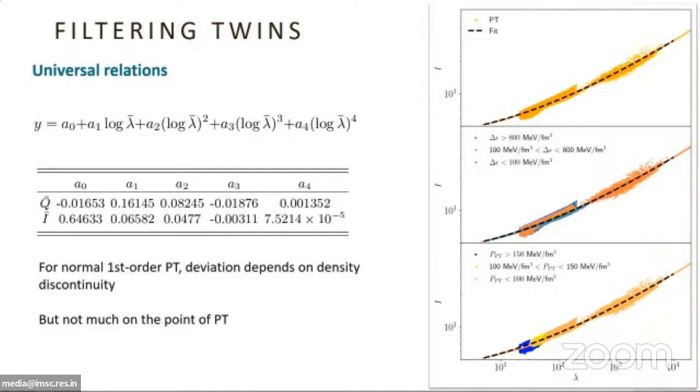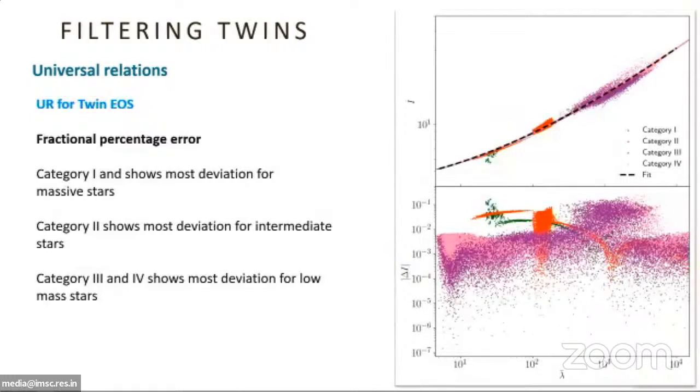So for normal first order equations of state, the deviation from universality depends mainly on the density discontinuity. However, for twin stars, there are different categories of twins. Green is category 1, red is category 2, and these are category 3 and category 4. Here I have plotted again I versus lambda, and also the fractional percentage error.